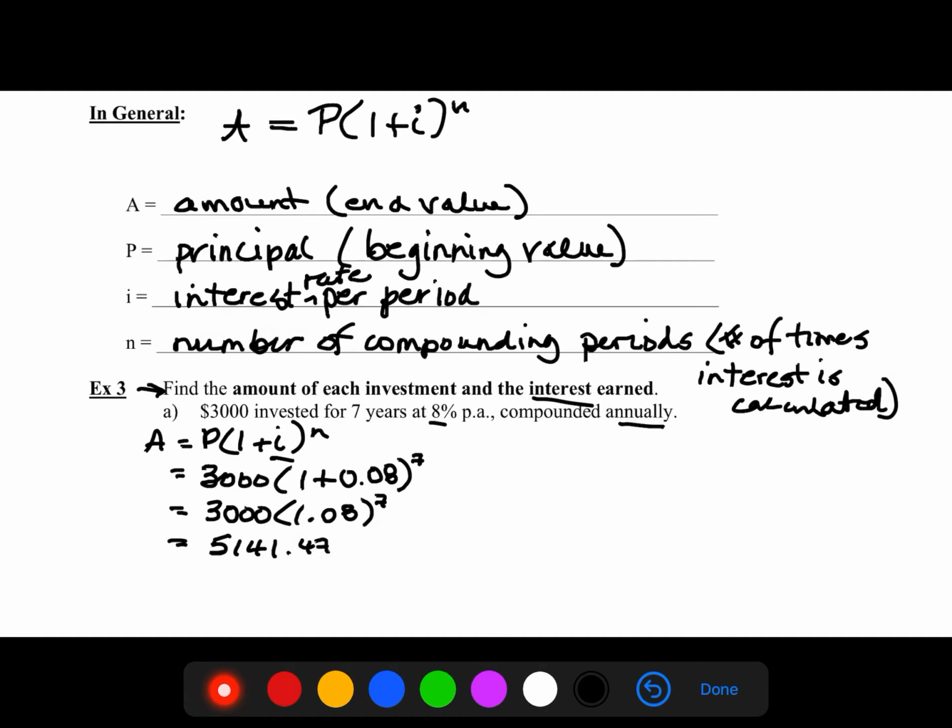Simplifying that expression, we're going to have 1.08 to the power of 7. When we put that into our calculators, we get $5,141.47.